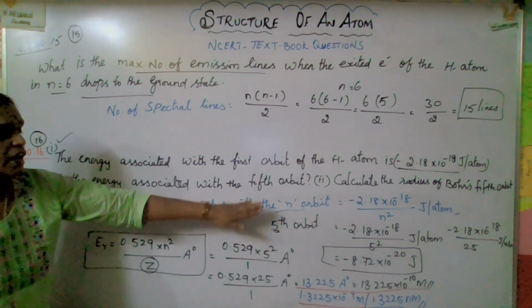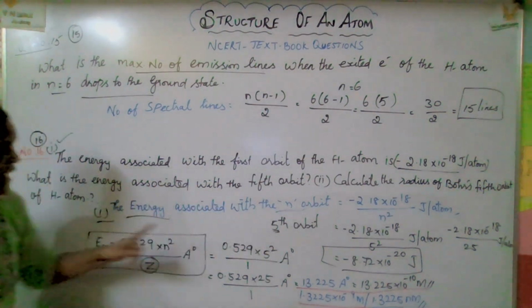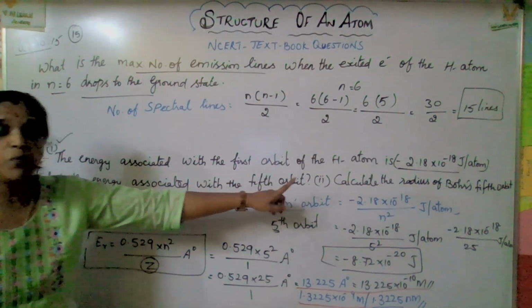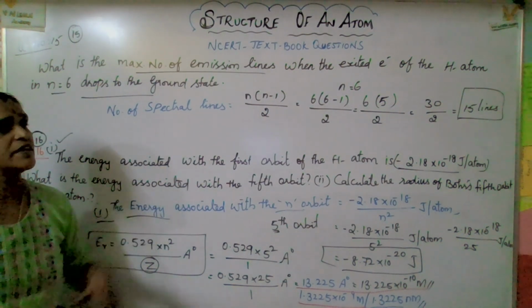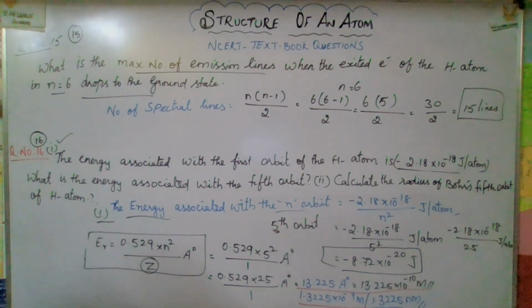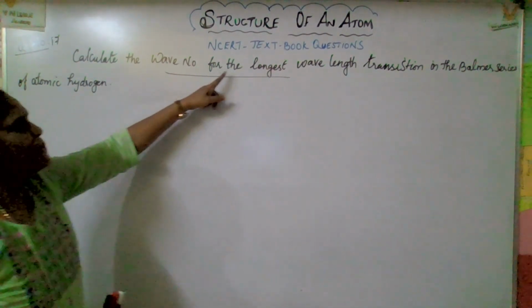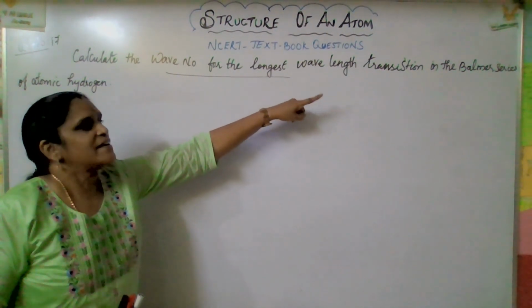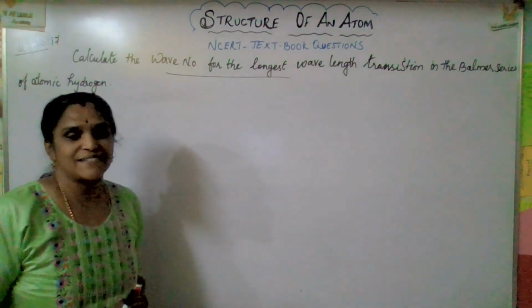Yes, got it. Now how to find out that orbit, energy associated with that fifth orbit and the radius of that Bohr's orbit of hydrogen atom. Yes, fine. Now let us go for the next question. Now let us check another question. Calculate the wave number of longest wavelength transition in the Balmer series of atomic hydrogen.